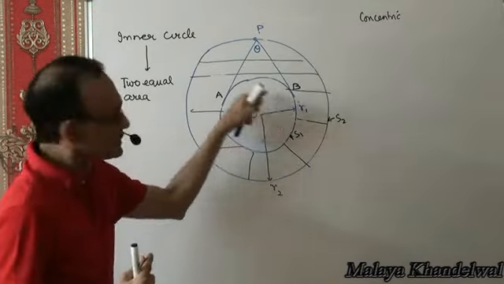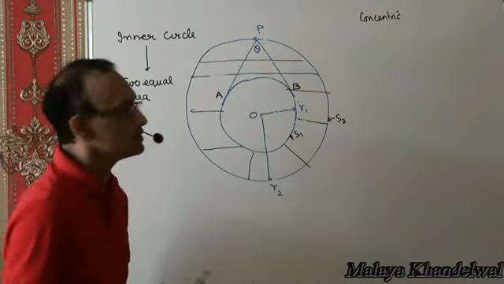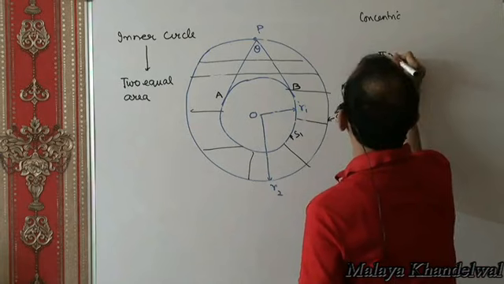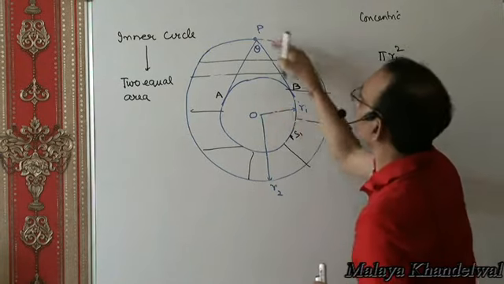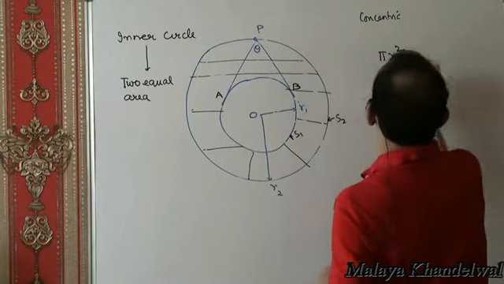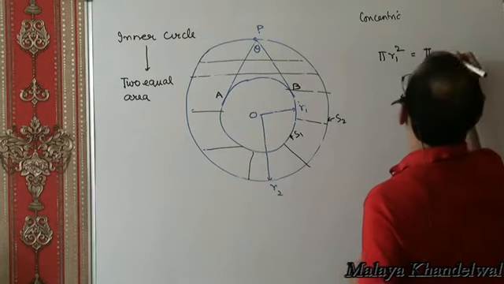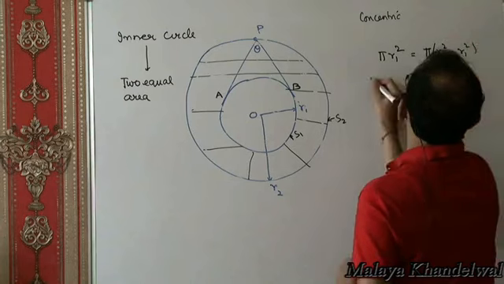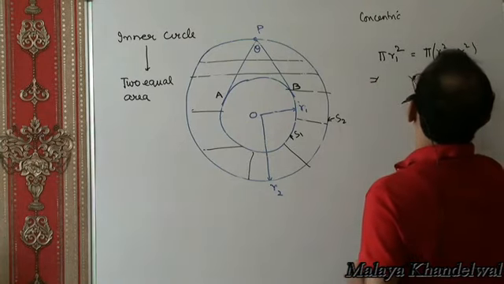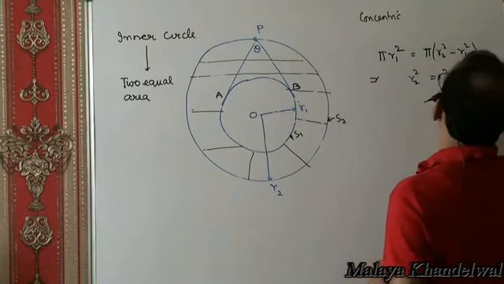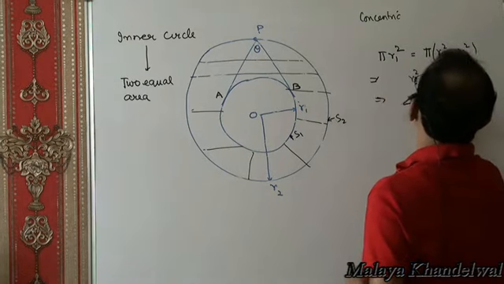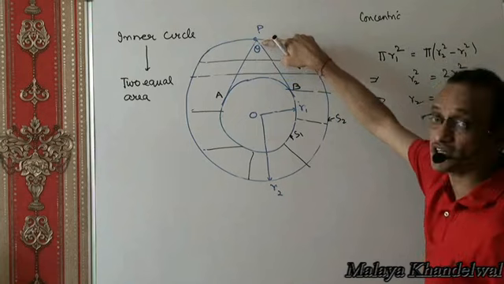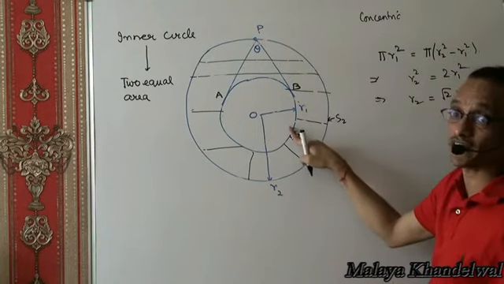R1 is the radius of the inner circle, R2 the radius of the outer circle. Very clearly, the inner circle is of area pi r1 squared, and that must be equal to the area of the annulus. The annulus has area pi times (r2 squared minus r1 squared). So if I transpose, I get r2 squared is 2 r1 squared, or r2 is root 2 times r1. That means the radius of the outer circle is root 2 times the radius of the inner circle.